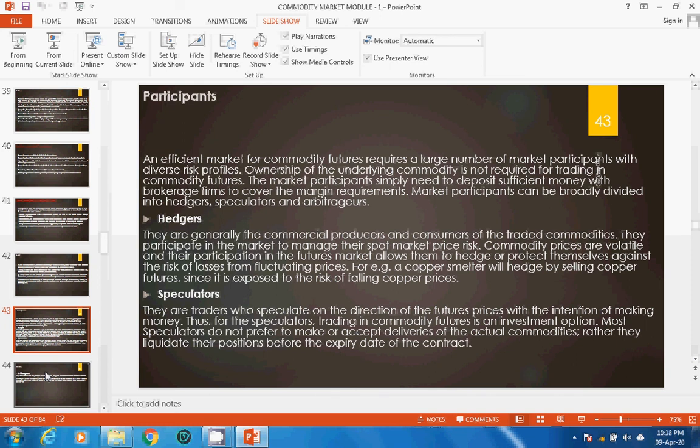Speculators are traders who take a view on the direction of future prices with the intention of making profit at a future date. Thus, the speculators purchase the commodities today in order to sell them in the future, expecting a rise in prices. So for the speculators, trading in commodity futures is an investment option. Most speculators do not prefer to make or accept delivery of the actual commodities. Rather, they liquidate their positions before the expiry of the contract. So this is speculators.